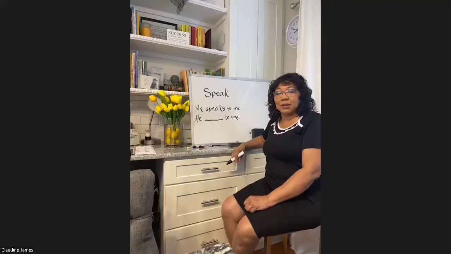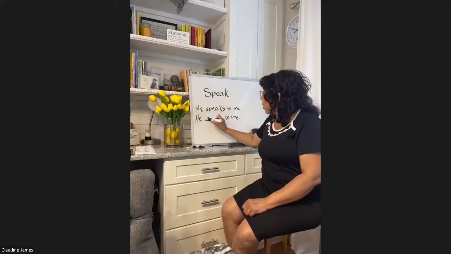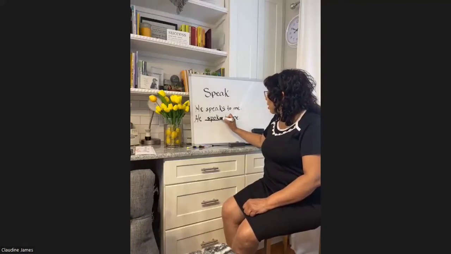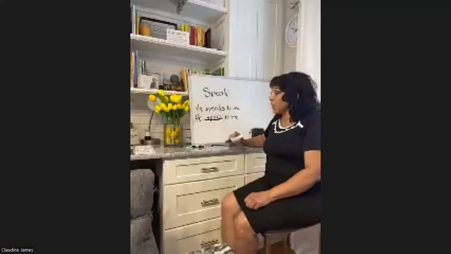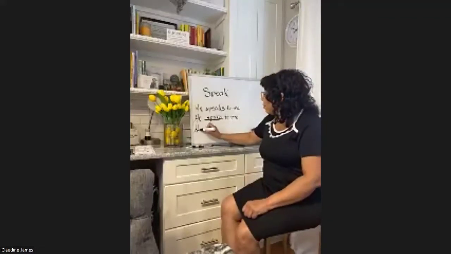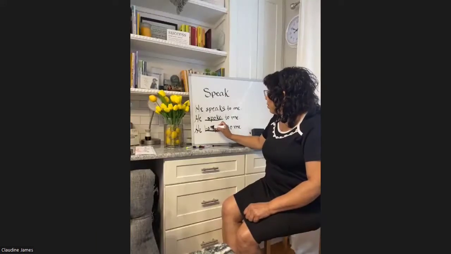Past tense. He what? Respond, students. What's past tense? He spoke to me. Very good. He spoke to me. What is the past participle? Past participle. Third form. Spoken. He has spoken to me. Very good. Yes, he has spoken to me.